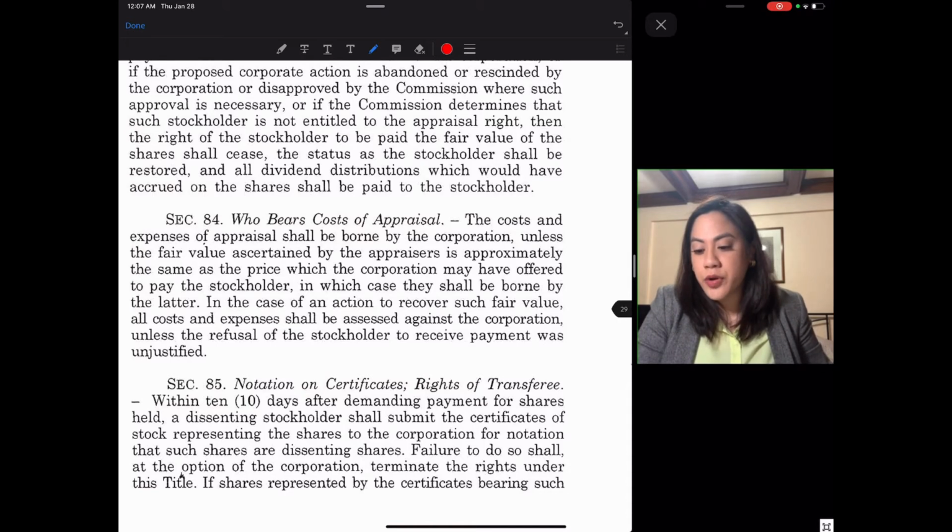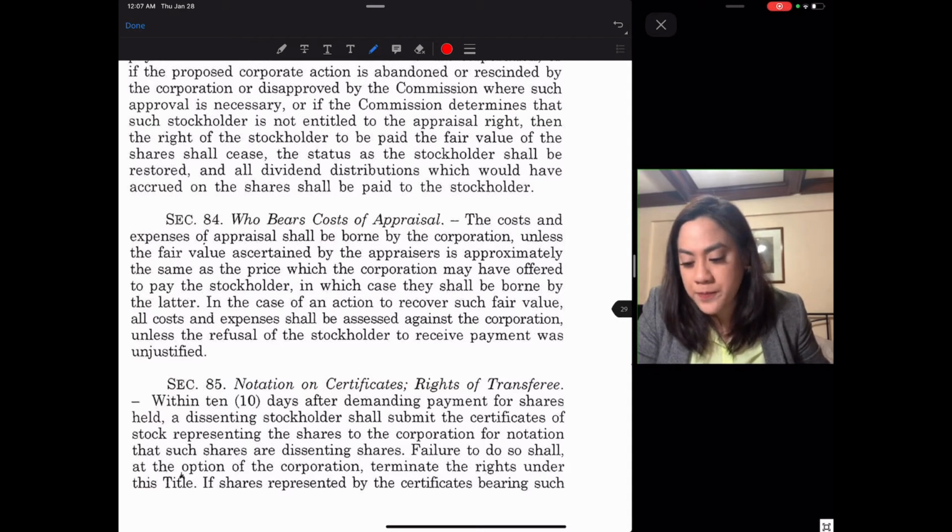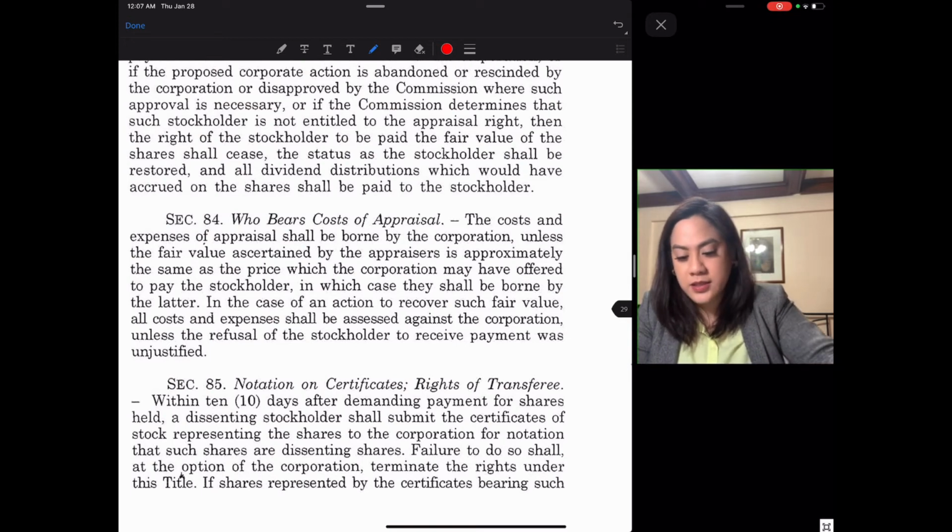In case of an action to recover the fair value, all costs and expenses shall be assessed against the corporation unless the refusal by the stockholder to receive payment was unjustified. It's self-explanatory, no? Okay, now notation of the certificates is 10 days after demanding the payment of shares. So within 10 days after demanding payment, the dissenting stockholder shall submit the certificate for notation. Failure to do so, at the option of the corporation, meaning it's not automatic, will terminate the appraisal rights.